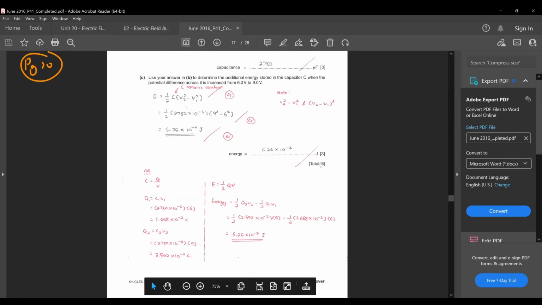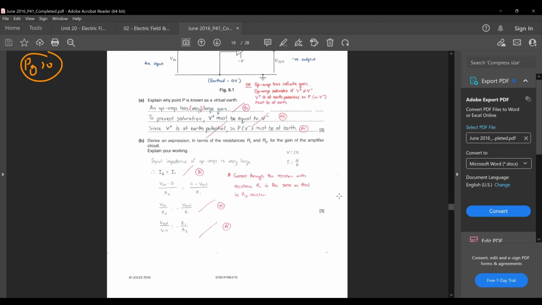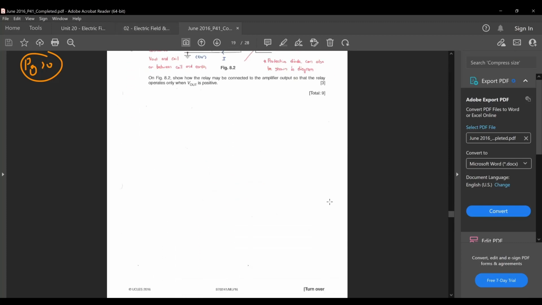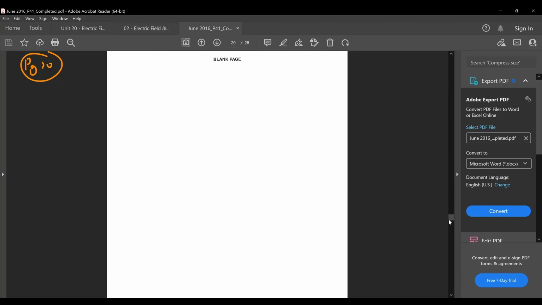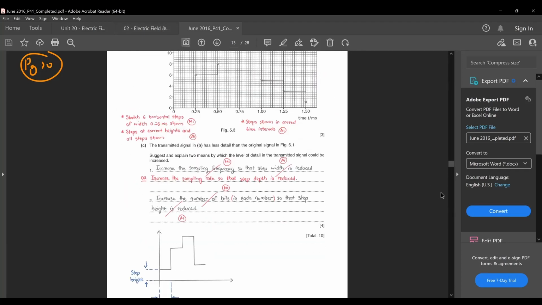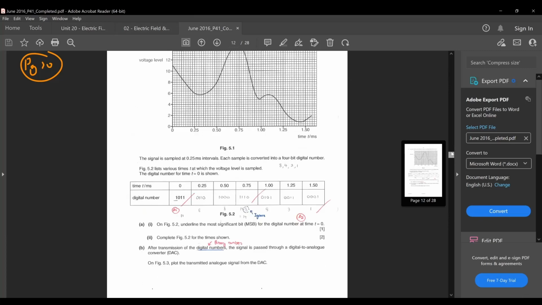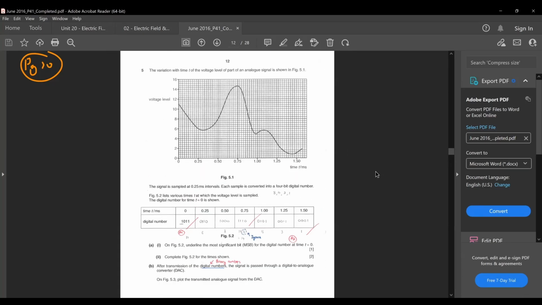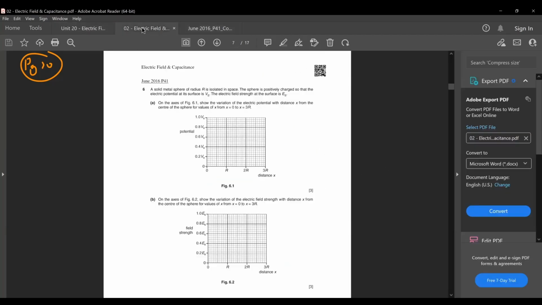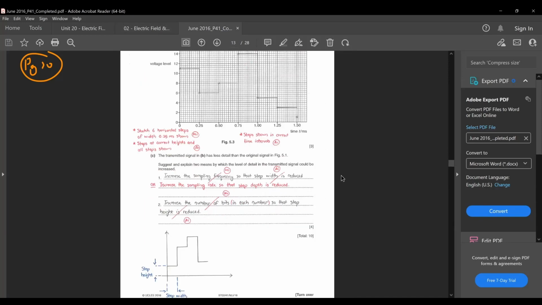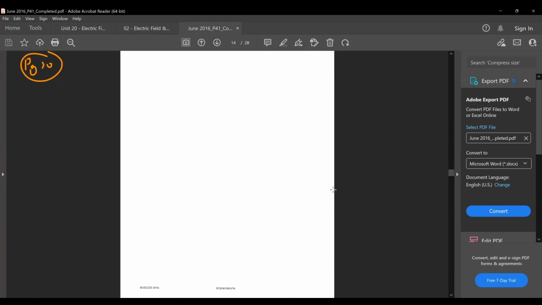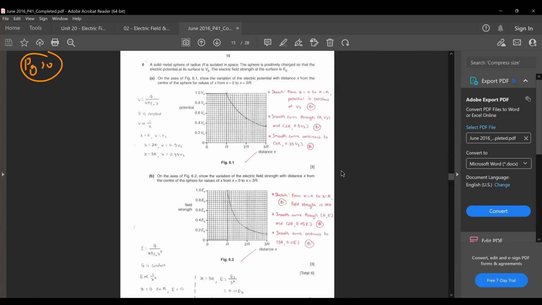Question 6. This one requires you to draw some sort of graph. Maybe June 16 P41 question 6. How come I don't have it? Okay, yeah. Right. So if you look at page 10, this is June 16 P41.